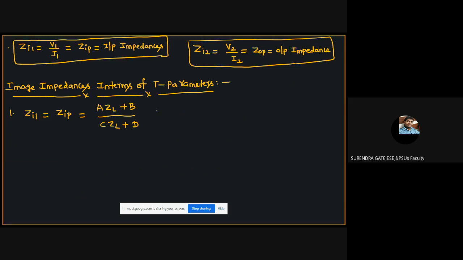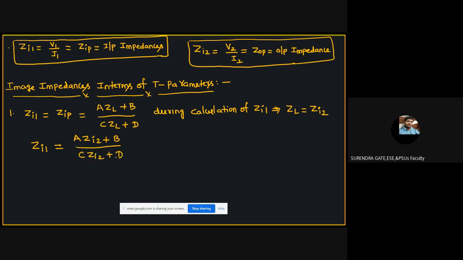We know that during calculation of ZI1, what is ZL equal to? ZI2, because it's terminated by ZI2. Now I am replacing that one. Therefore, ZI1 equal to A into ZI2 plus B by C into ZI2 plus D. This is the image impedance in terms of the ABCD parameters.